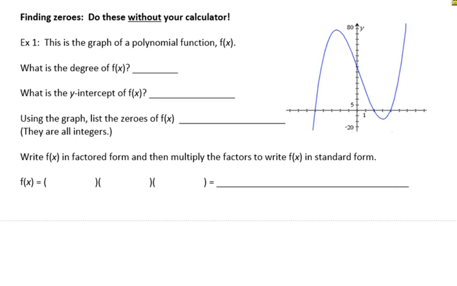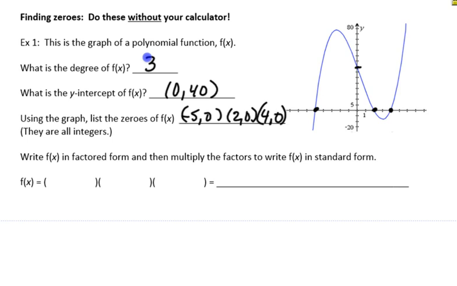First of all, what is the degree of f of x? Well, hopefully you realize this is a degree 3, a cubic polynomial. The y-intercept, it's kind of hard to see, but these are in increments of 5. It's (0, 40). And we can see that there are 3 x-intercepts, all of which would be considered zeros of the function. One's at (-5, 0), one's at (2, 0), and one's at (4, 0).